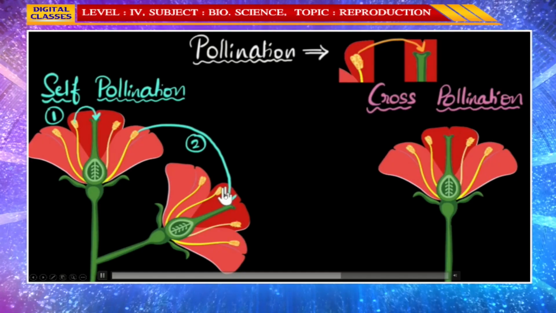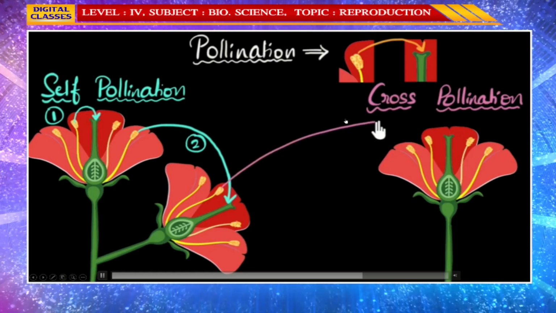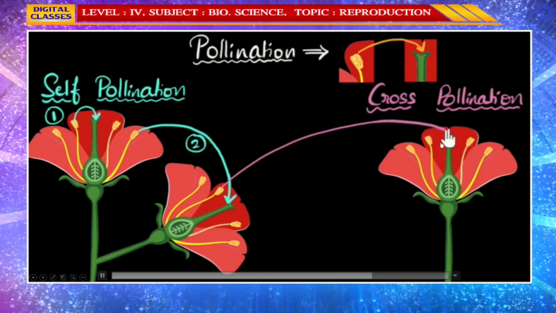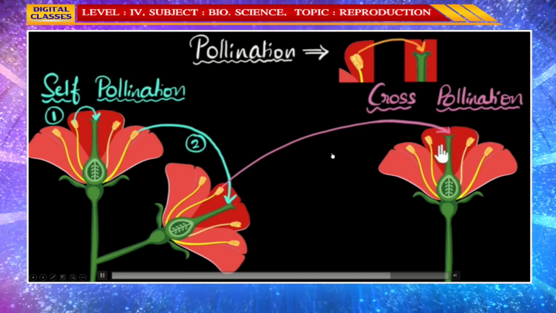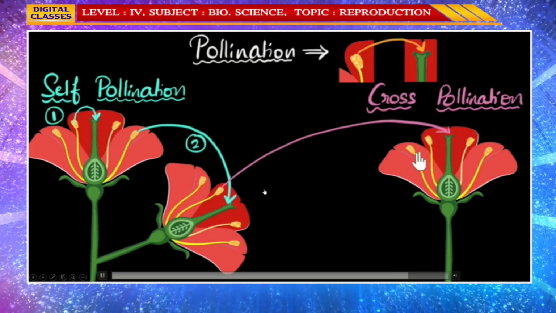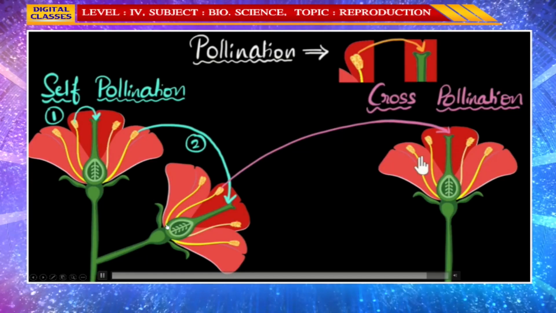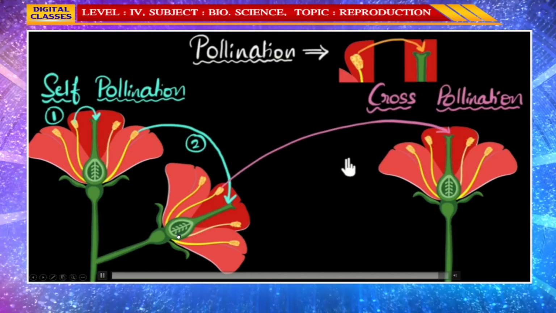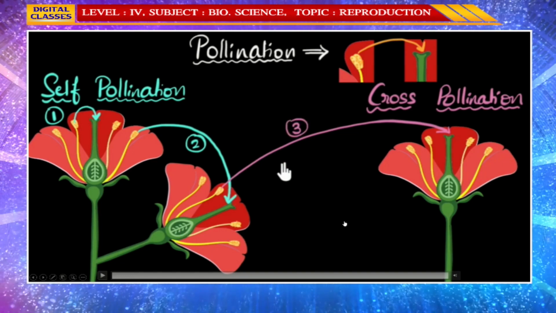Here you can see pollen from one flower is falling on the other flower of the same species. Hence, it is called as cross pollination. Here you can see transfer of pollen grains from one flower to the stigma of another flower of the same species is called as cross pollination.